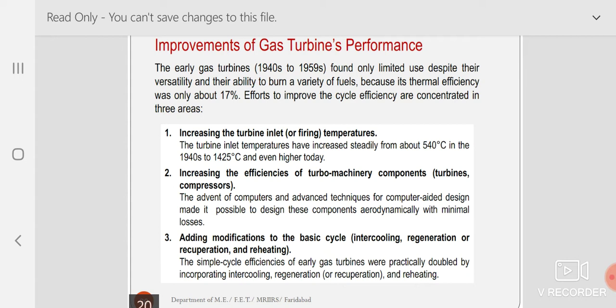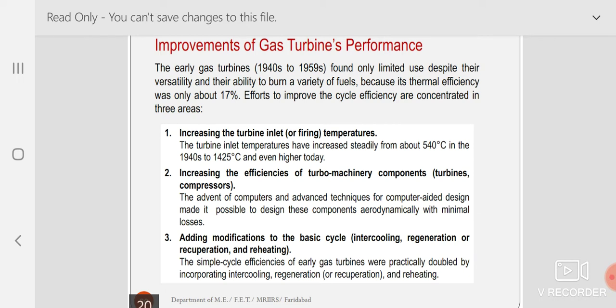Now, improvements of gas turbine performance. The early gas turbines which were used had limited use, though they had the versatility of using different fuels. You can use gases as a fuel, you can use different materials as a fuel, which is combustible material. But its thermal efficiency was found to be only 17%. Only 17% thermal efficiency means what? Output by input is very low. If you provide a large amount of input, the output coming was very low. Large amount of input means your fuel cost is absolutely high. You need a high amount of fuel, but the power obtained from the turbine is much less.